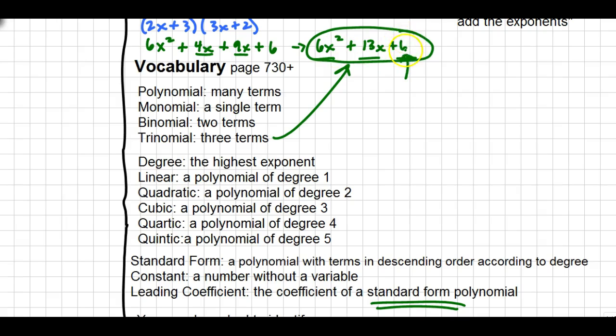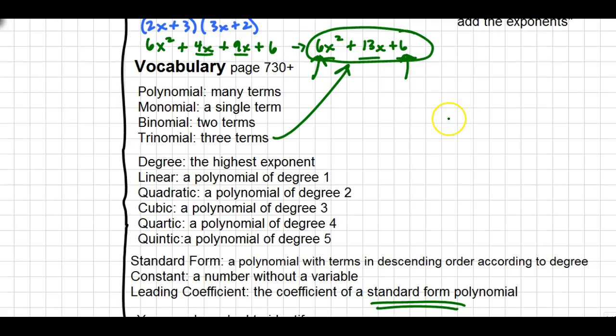So in our case here, we've got 6, 13, and 6 as our coefficients. Well, actually, this 6 is a constant, not a coefficient. So we've got a 6 and a 13. Those are both coefficients on the x's. 13 is the highest one, but we don't care about that. We want to know which one is the leader or which one is in front. So this is in standard form, so the coefficient at the front or in the leading position is the 6.